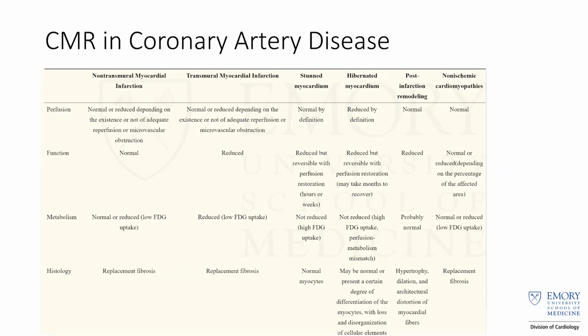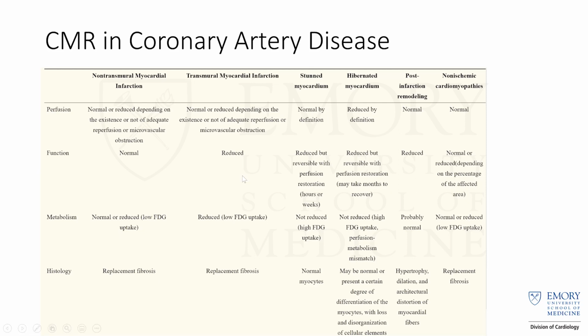This again goes back to stunned myocardium versus hibernating myocardium versus different types of MI. Here you would see that in non-transmural MI, you'd expect your function to be relatively normal. And then in transmural MI, you'd have reduced function, and your function would also be reduced in all of these: transmural MI, stunned myocardium, and hibernating myocardium.